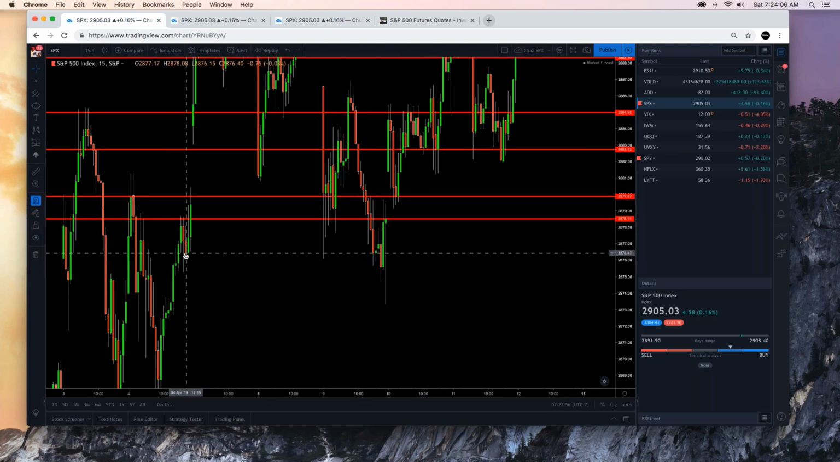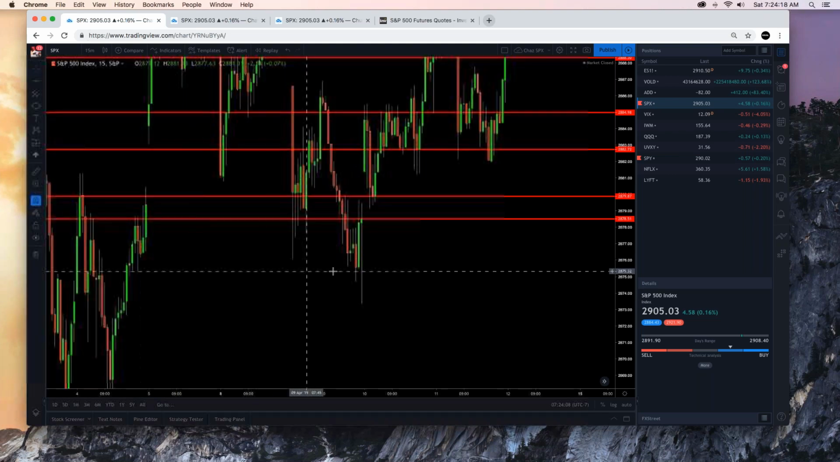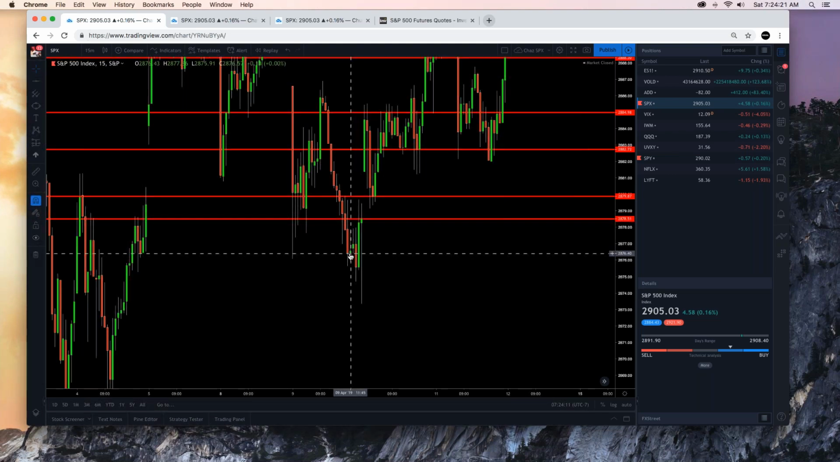You can see this bull flag from April 4th, where that supported. Look over to April 9th and 10th, literally the cursor going across the screen. Look at it, exact same level. Look at the candles.